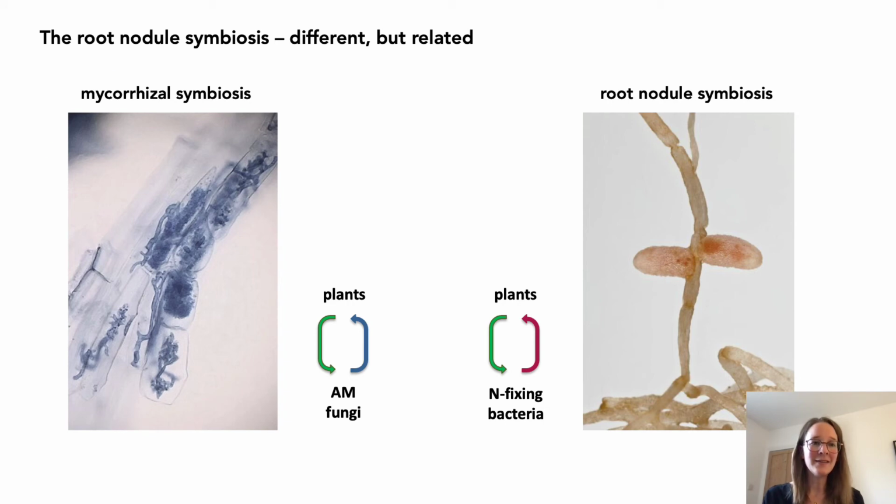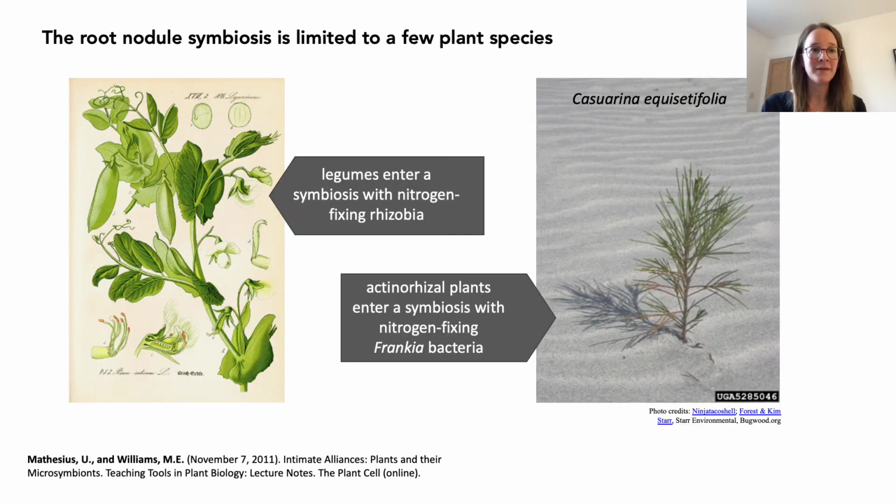Now, the mycorrhizal symbiosis is very widespread. I've mentioned before that it's established by more than 80% of all land plant species, but the root nodule symbiosis is very specific to just a few plant families. In particular, legumes can enter a symbiosis with nitrogen-fixing rhizobia, and then there's also some actinorhizal plants that can enter a symbiosis with nitrogen-fixing Frankia bacteria. But unlike the mycorrhizal symbiosis, here the root nodule symbiosis is limited to just a few plant species.